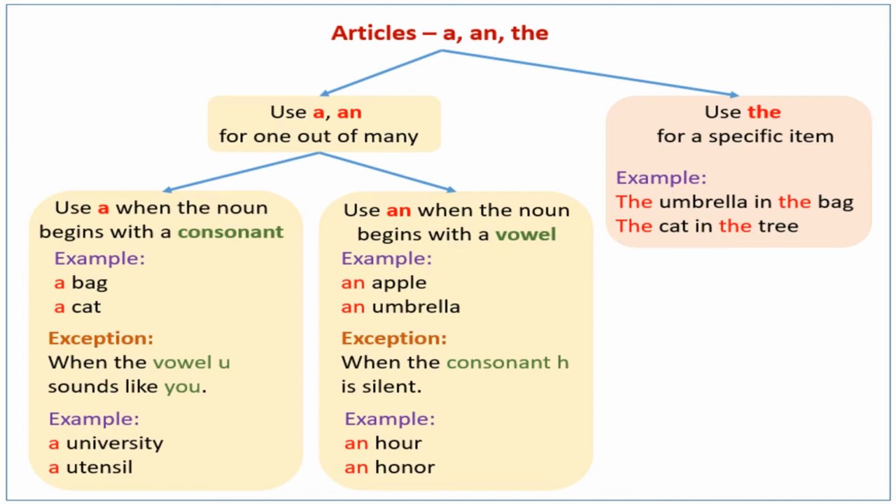Use the for a specific item: the umbrella in the bag, the cat in the tree. So here is the definite article. Let's see the next slide.